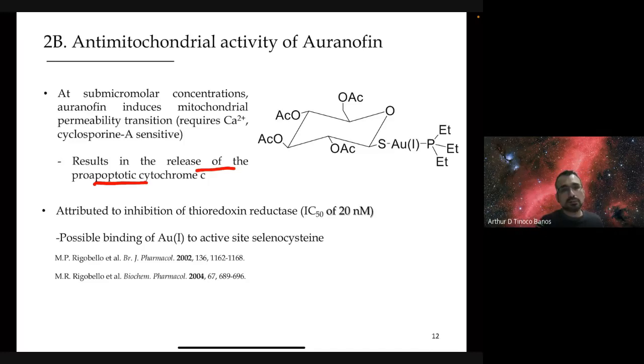Another observation in terms of what auranofin can do is that it can inhibit thioredoxin reductase. I already mentioned that enzyme briefly in our discussion of platinum. It has been observed that the gold can have an inhibitory effect on this enzyme. Here I'm showing you an IC50 concentration for the inhibition of that enzyme of about 20 nanomolar. It has been proposed that the gold(I) perhaps binds to the active site selenocysteine.